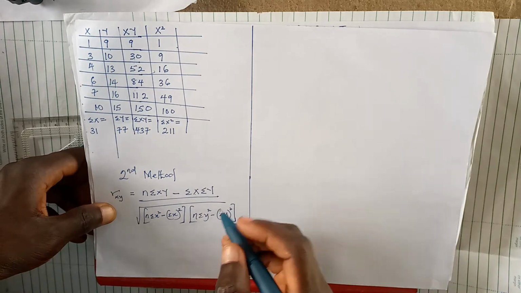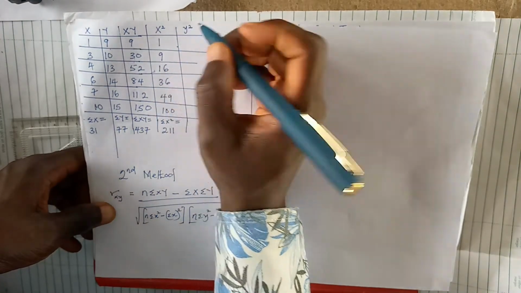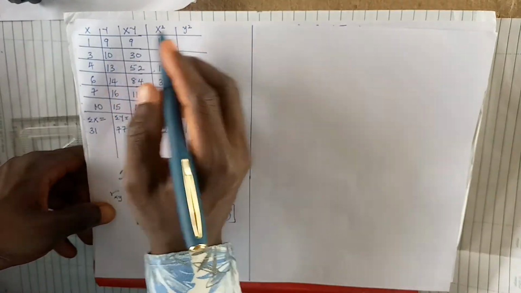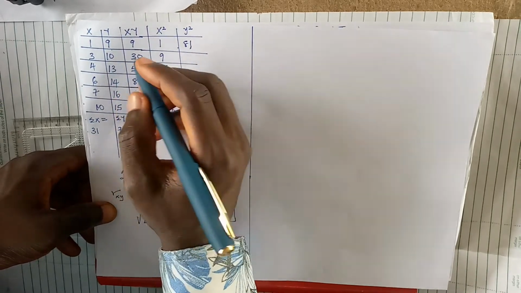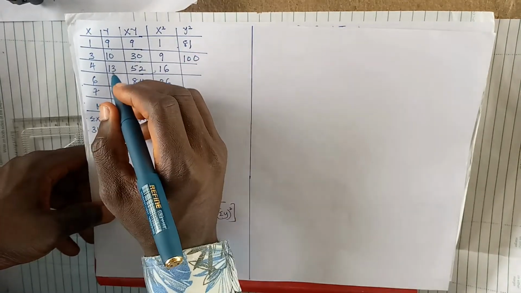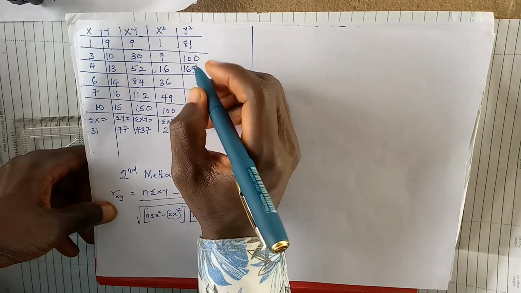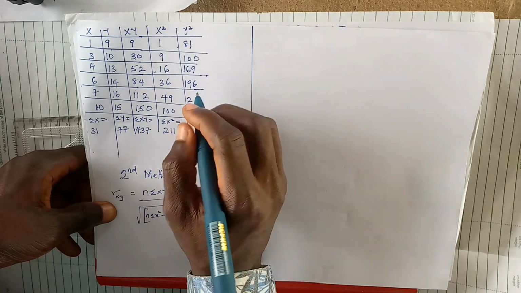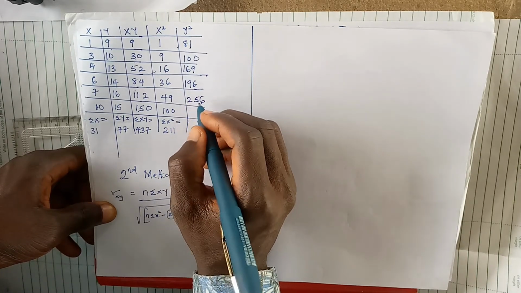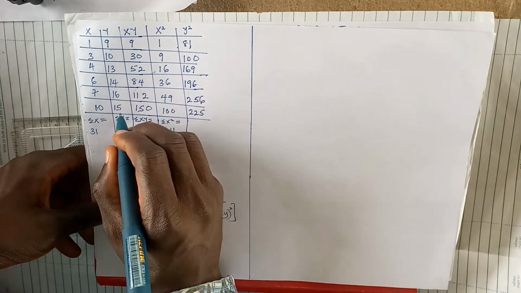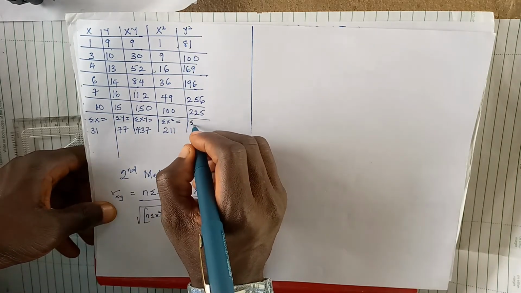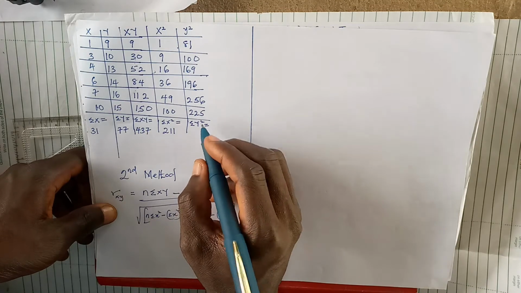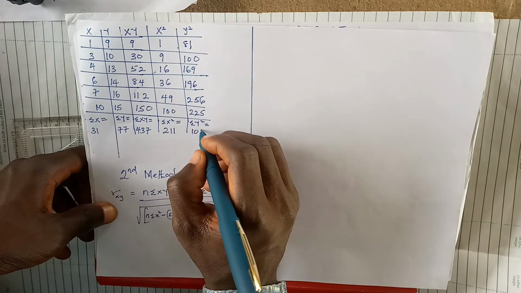We also need y squared. We'll multiply each value in this column of y by itself in order to get y squared. 9 squared will give us 81, 10 squared will give us 100, 13 squared will give us 169, the next 196, this one will be 256, and 225, that is 15 squared, 225. Now we need summation y squared, the addition of all these values in this column together, and that will give us 1027.